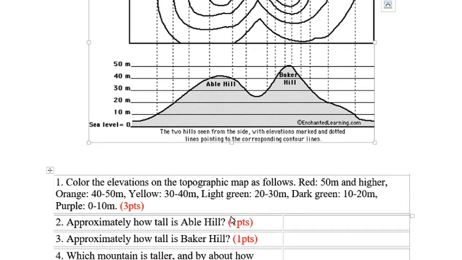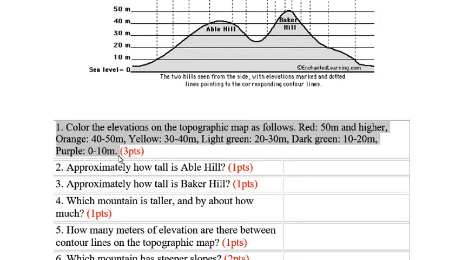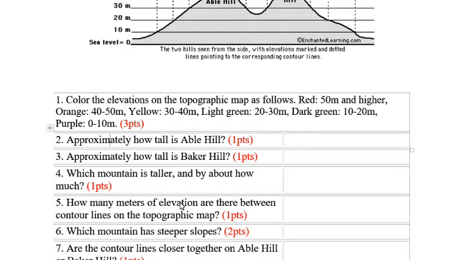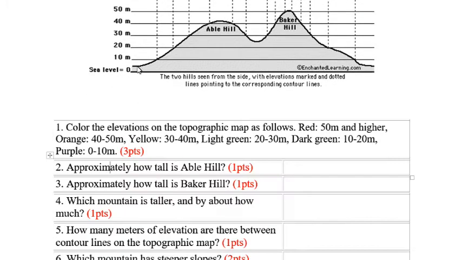How these 10 points are composed is 3 points. We're going to color in various parts of the map, various levels, and then we need to find out approximately how tall Able Hill is, the lower one here, and how tall Baker Hill is. Decide which one is taller and by how much. And then number 5 is how many meters of elevation are there between contour lines in the topography map. So we're going to look at that map up here again.